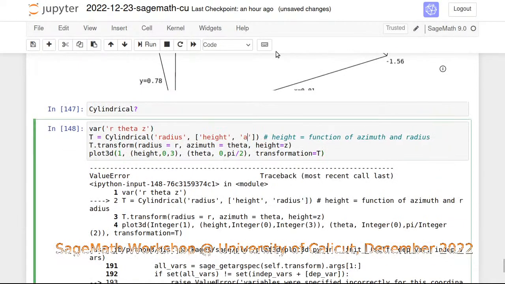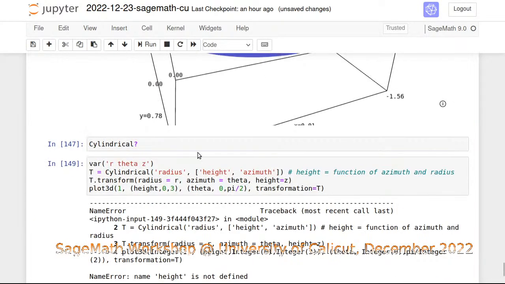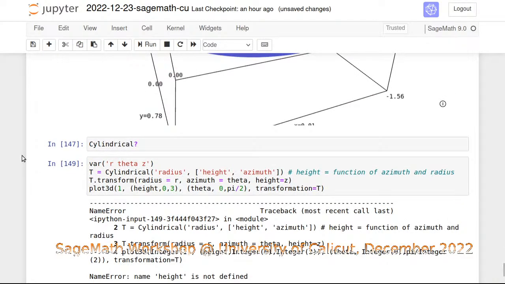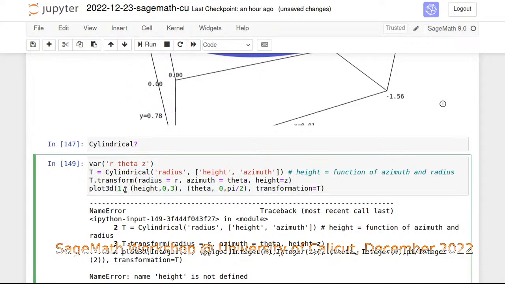Oh, I have used both the same thing. Radius, height, maybe in the same order I need to specify. Okay, let me just see. Height, radius. Radius equal to r, azimuth equal to theta. So radius, height, what was the thing previously? Height, azimuth, radius. But instead of that, height is equal to this, theta is equal to this, and transformation is t.